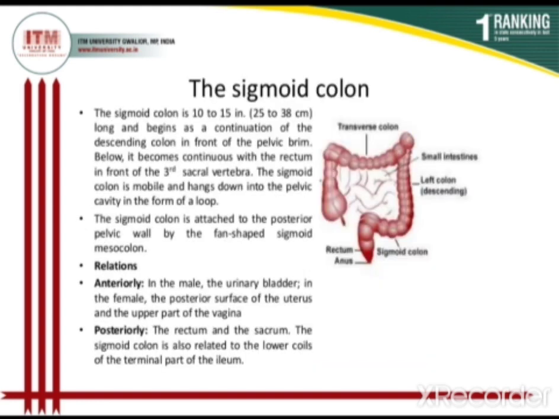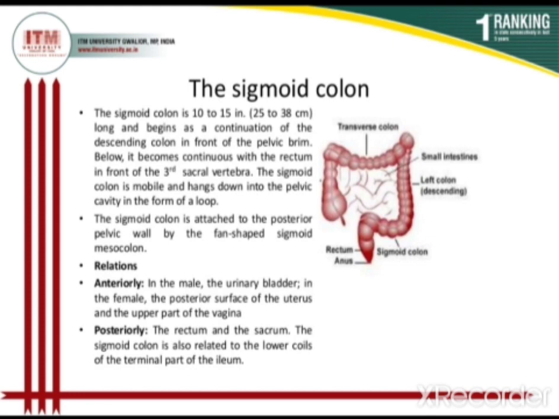Now the sigmoid colon. The next part of the large intestine is the sigmoid colon. The sigmoid colon is 10 to 15 inches, that is 25 to 38 centimeters long, and begins as a continuation of the descending colon in front of the pelvic brim. Below, it becomes continuous with the rectum in front of the third sacral vertebra. The sigmoid colon is mobile and hangs down into the pelvic cavity in the form of a loop. It is attached to the posterior pelvic wall by a fan-shaped sigmoid mesocolon.